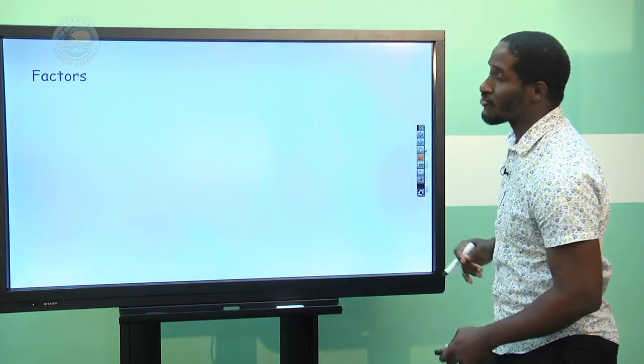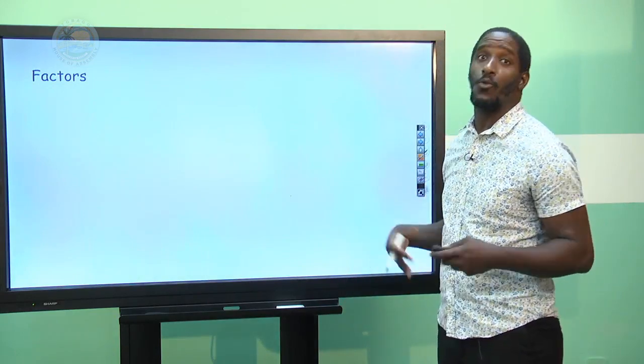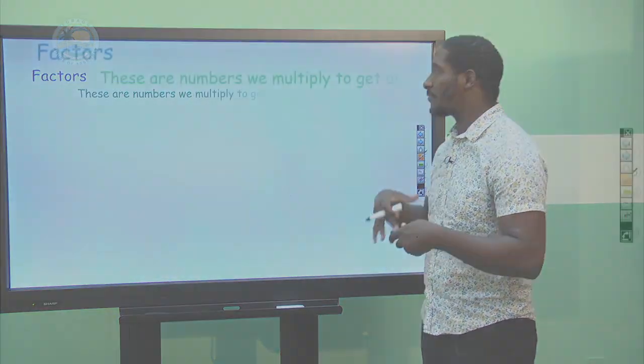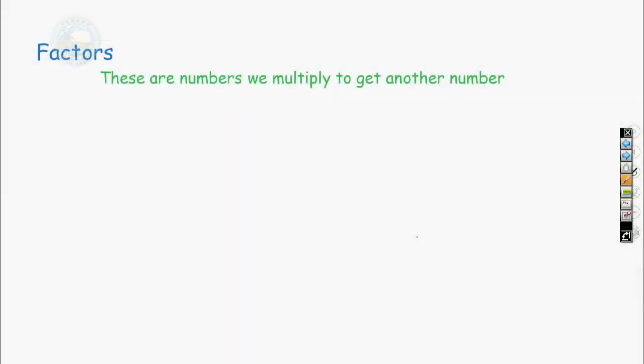Let's begin. Firstly, we are looking at factorization. The root word for factorization is factors. Yes, I know some English. So the root word of factorization is factors. What are factors? We are saying that factors are numbers that we multiply to get another number. Let's see what that is really saying. So here we have the number 24. And based on our definition of factors, these are numbers we multiply to get another number.